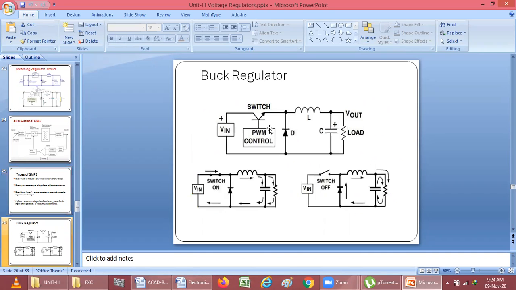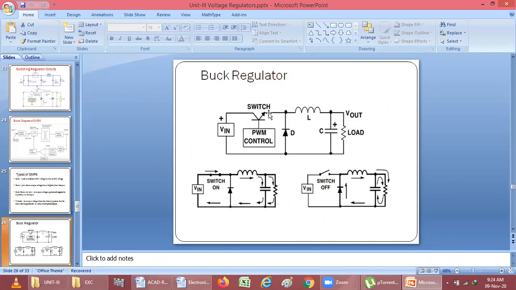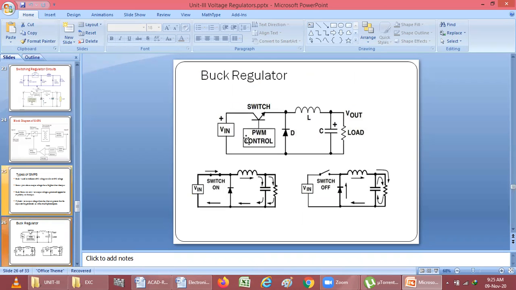This is the circuit diagram for the buck voltage regulator. If you see, this is exactly similar to this. We are using a diode, inductor, and capacitor at the output load. And here we are giving a pulse width modulation controller. So here you can take a BJT or MOSFET connected. You can take the switch symbol. And here we are using the PWM concept. So here you can show it by using one block.